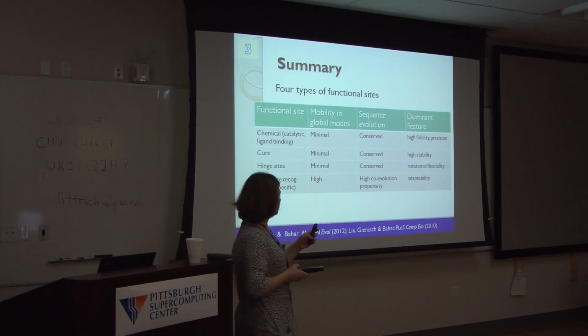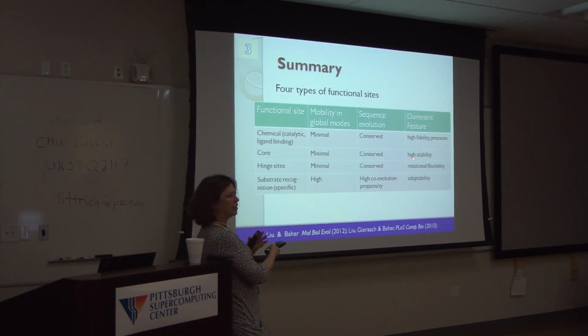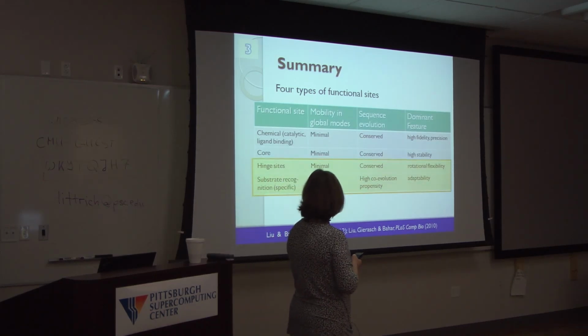So this is a summary of everything that we have observed so far. Chemical sites will have minimal mobility. They will be highly conserved. Catalytic sites need to be high fidelity. Precision is essential for their functionality. Core residues, in the protein core, have minimal mobility. They are conserved because they have to confer high stability. Hinge sites have minimal mobility. They are conserved, although they have this rotational flexibility, but they are fixed in space, okay? And the substrate recognition sites, they move a lot. They show some high coevolution propensities, and their dominant feature is adaptability.